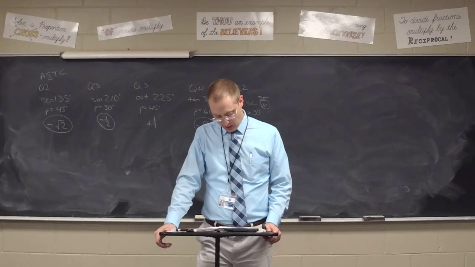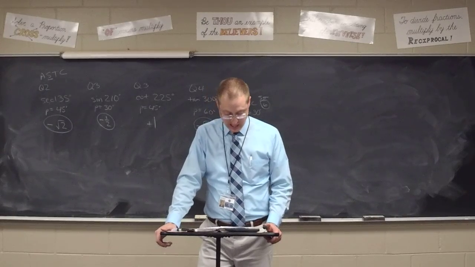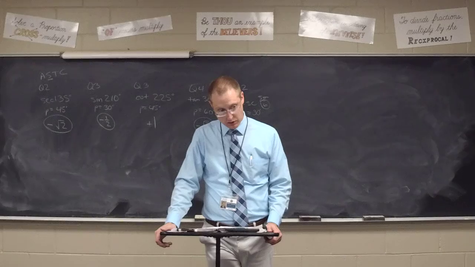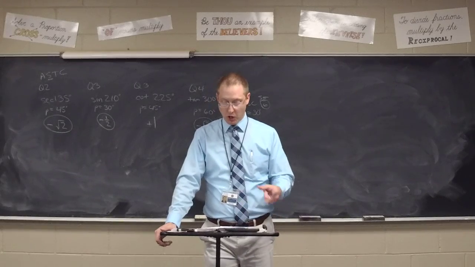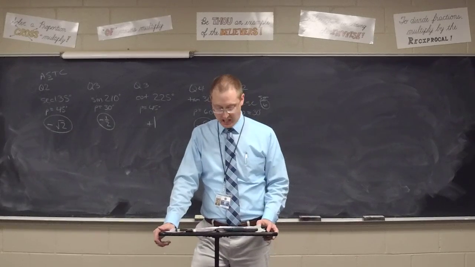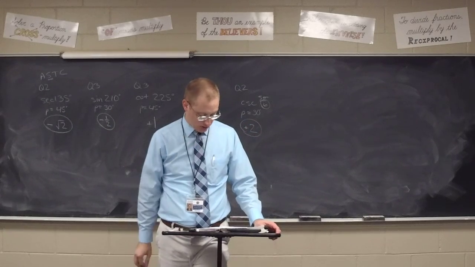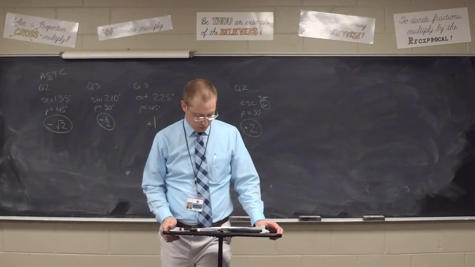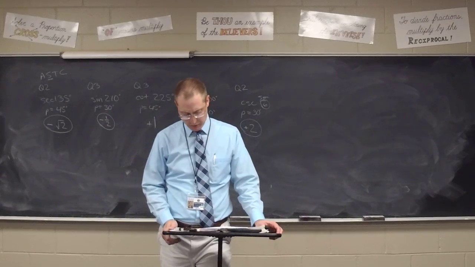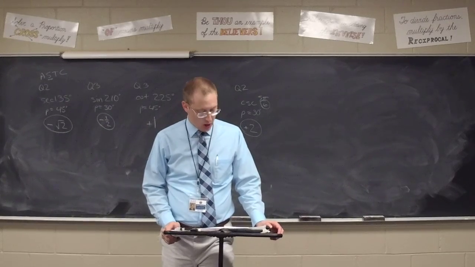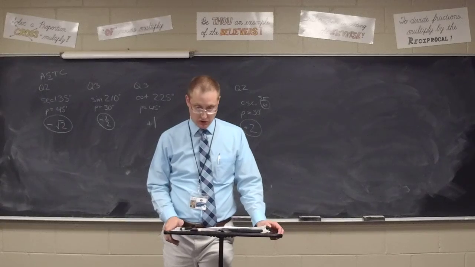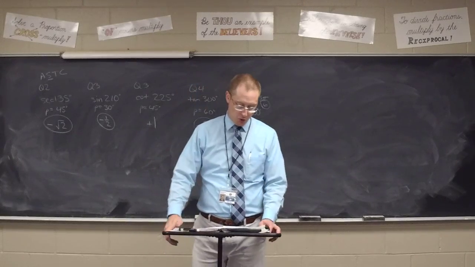Quentin, 150, quadrant? 2. Reference angle? 30, 30 away from the 180. Tangent of 30 is square root of 3 over 3, but in quadrant 2, tangent is negative, so negative square root of 3 over 3. Cosine of 315 degrees, Jamie, quadrant? 4. Reference angle? 45. Cosine of 45 is square root of 2 over 2. And in quadrant 4, cosine is positive, so positive square root of 2 over 2.